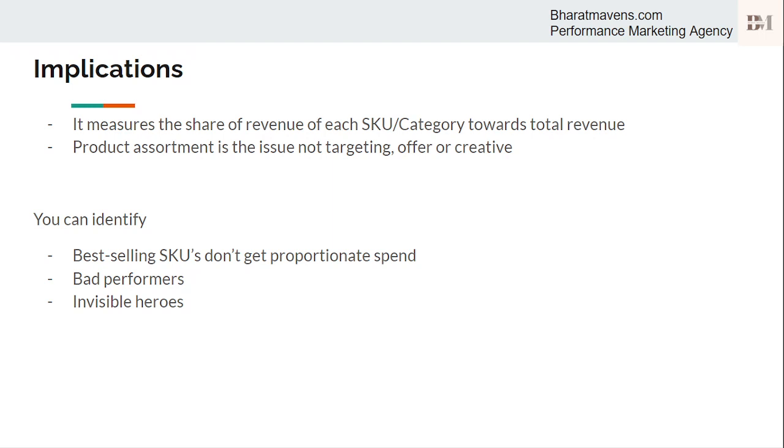It's the product assortment, the distribution of spend among the products, that is the issue causing lag in performance. You can identify your best selling SKU from this. You can identify bad performers also, because they are taking up more spend but not contributing to the revenue. And you can also identify invisible heroes who are taking up less spend but contributing a major chunk of revenue. And hence you can dial up and increase budget there. This is an overarching chart that needs to be evaluated, particularly if you are running a catalog campaign.